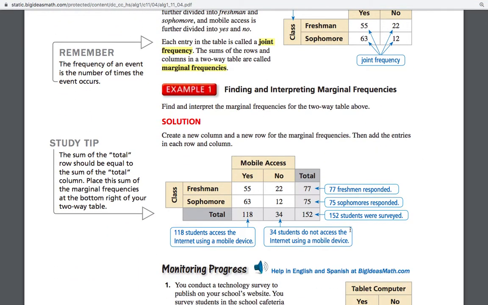Right? And we can see it here. It's exactly what we just looked at. Okay, so you've got to know the difference between a joint frequency and a marginal frequency. Marginal, the margins of your paper are the edges of your paper, right? So the marginal frequency is going to be the numbers on the edges of your two-way table.